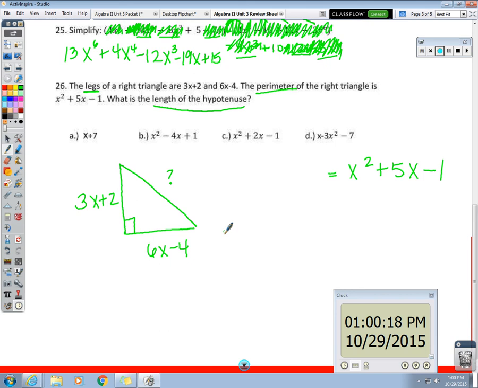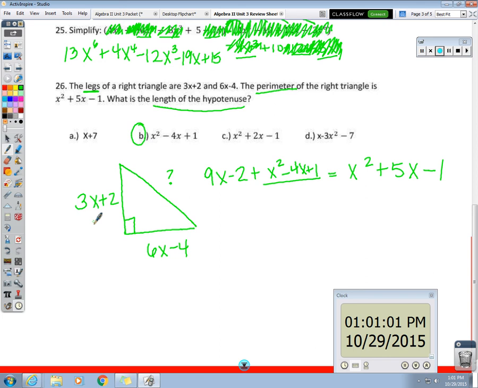How do you find perimeter of any figure? Just add it all up. So let's go ahead and add up the two that we know. What is 3x plus 6x? 9x. What's 2 plus negative 4? Negative 2. But then we have to then add that to the hypotenuse, which is unknown, and we know that the answer is this. Okay, well think about it. It has to have an x squared in the hypotenuse, because otherwise how are you going to get an x squared over here? This one didn't have it. Now, if you're trying to get to 5x, and right now you're at 9x, you can just minus 4x. And if you're trying to get from a negative 2 to a negative 1, you add 1. So B.